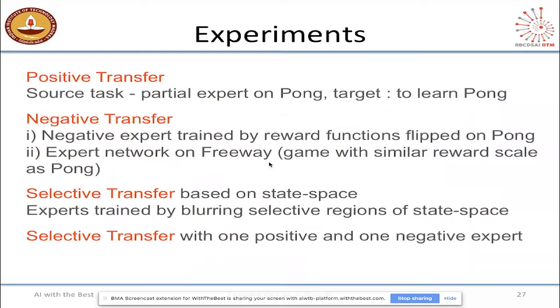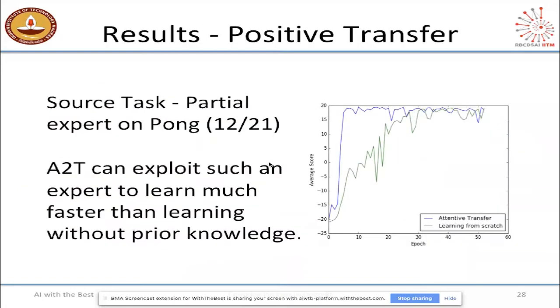Right? We trained mostly on a collection of Pong tasks called Pong Soup, and also on a couple of other Atari games. So here is the first experiment. Just like I said, it is more of a sanity check. Our expert was more like a partial expert on Pong that can get about 12 out of 21 points, and not a full expert. The idea is to see, can A to T exploit such an expert and learn faster than learning from scratch? And you can see that obviously the blue curve, where you had A to T, certainly did learn much faster than learning from scratch, which is the green one. Just to show that something really happens.